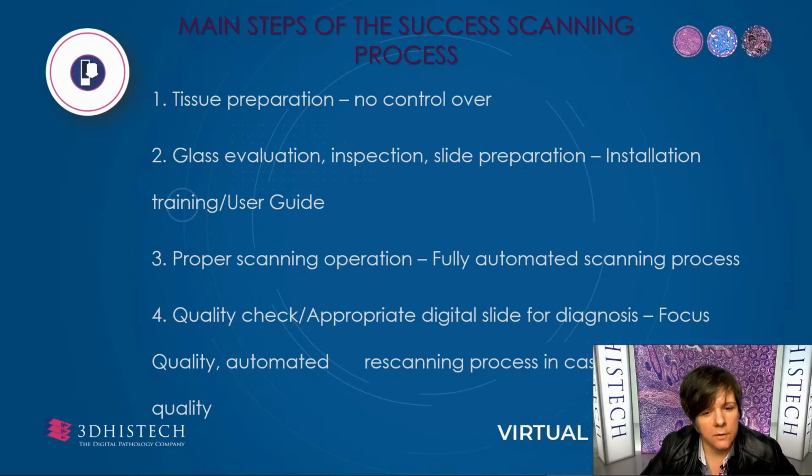Regarding achieving a successful scanning operation, we can define 4 major steps. The first is the tissue preparation. The second is the glass evaluation, as glass slides with inadequate dimensions are not suitable for scanning. The third step is the proper scanning operation, which must be fully automated to minimize the chances of user error. In the case of poor image quality, the scanner rescans the slides automatically, thus avoiding that only during evaluation it is revealed if the sample is not suitable for diagnosis.